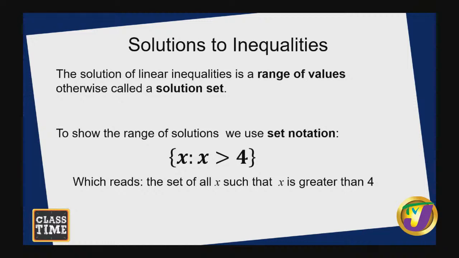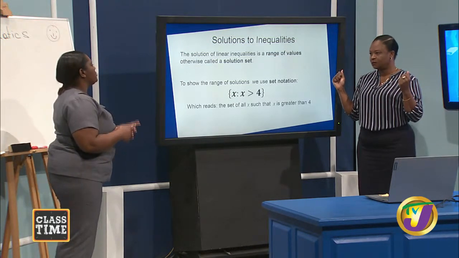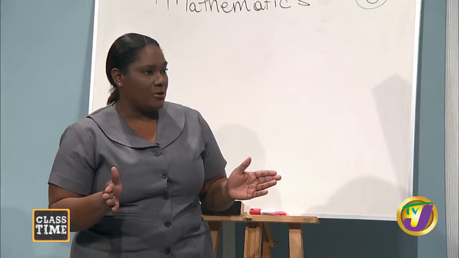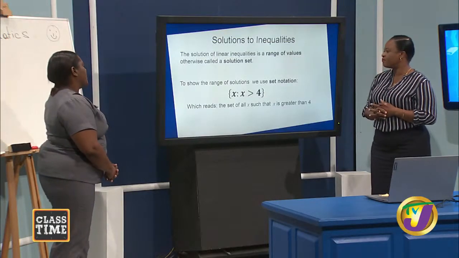and in some instances there is a line, such that x is greater than 4. So what does this really mean? It means that all the elements of this set are numbers that are greater than 4. So there is not just one number, but a set of numbers that will satisfy this.